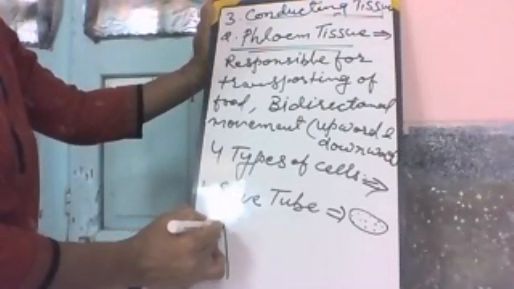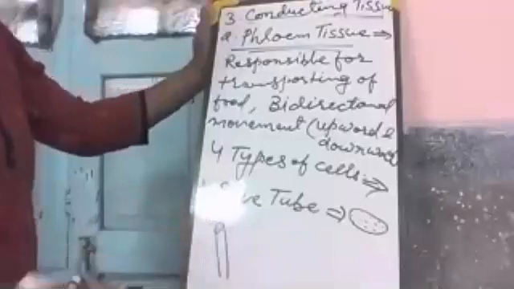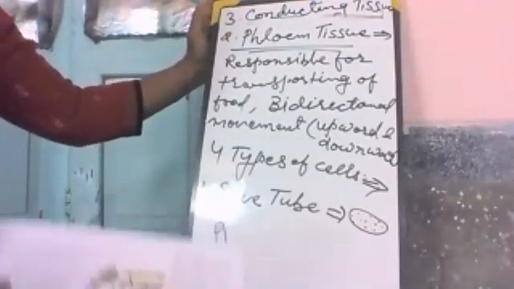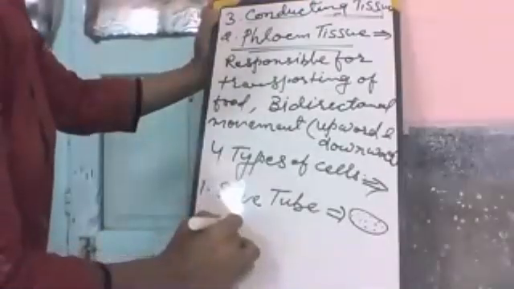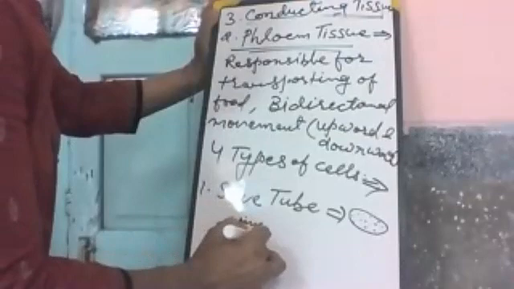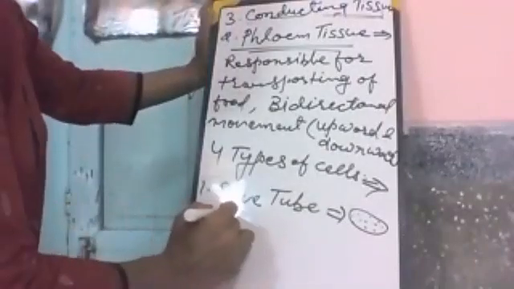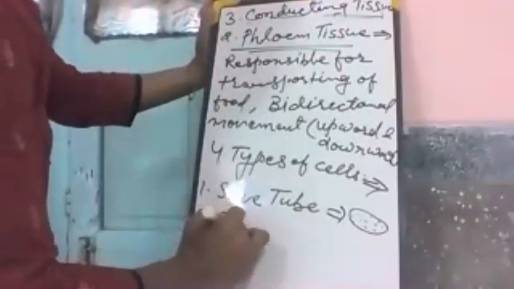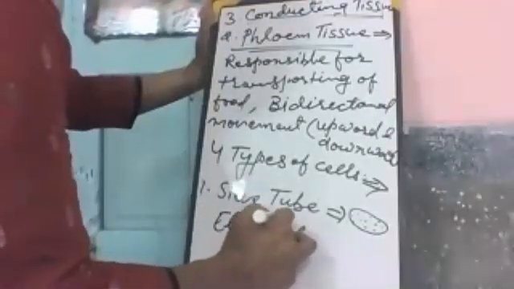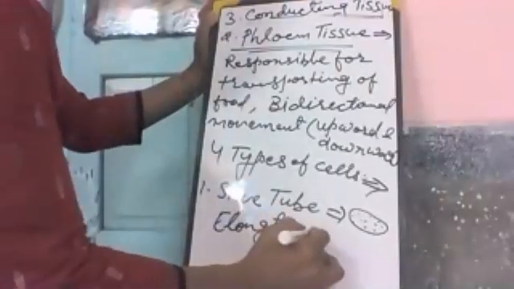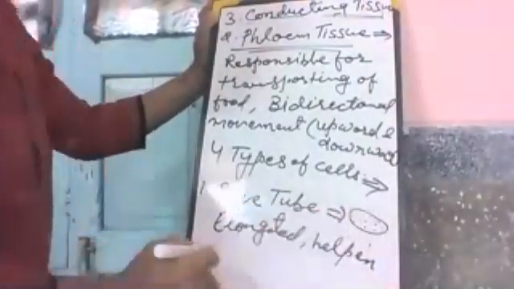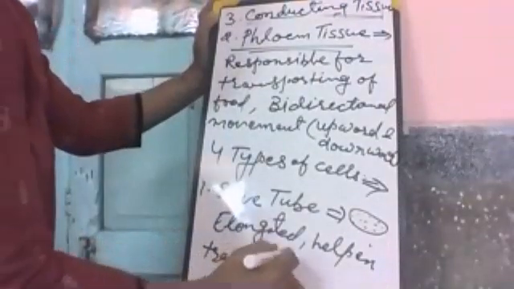These are the sieve tubes. They have fine pores in them, elongated and perforated, and help in transport of food to the storage organs.